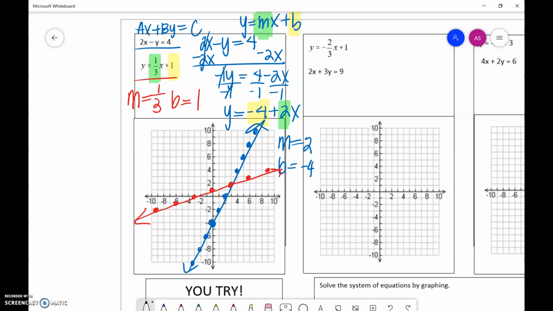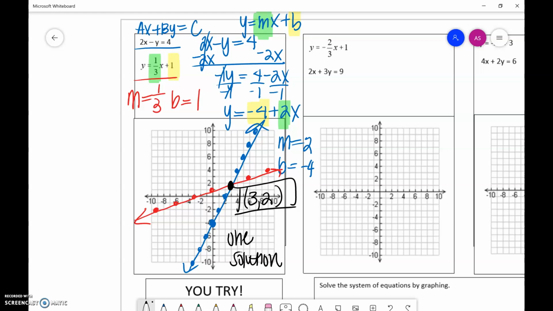So to get my answer, let's go back to this intersection point. We see that it's crossing at 3, 2. So 3, 2 is going to be my answer to this system of equations because that's where my intersection point is. So this will be my one solution.